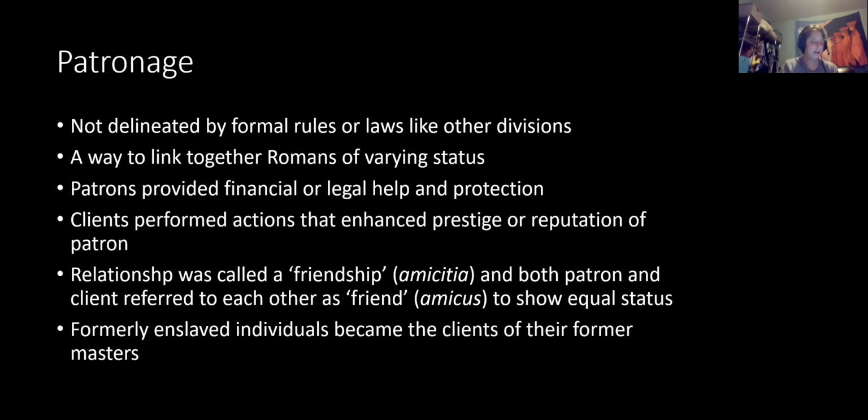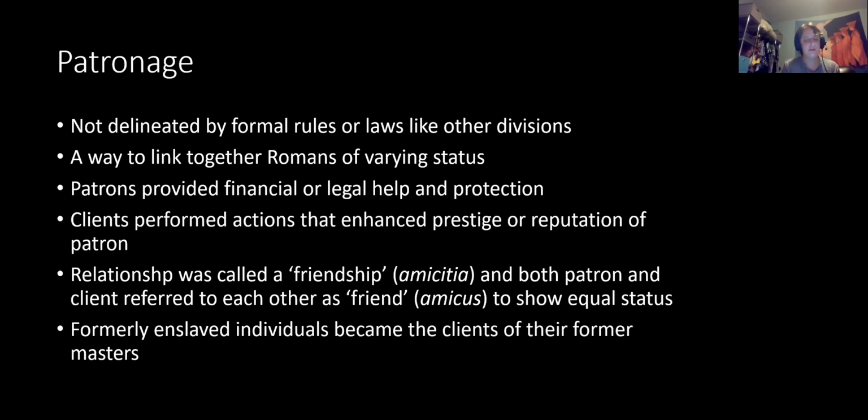There was one system in place that was intended to bridge the gap between the different classes in Rome, that is, the patron-client relationship. Patronage is not delineated by formal rules or laws like citizenship, wealth, or birth factions, but it is intricately tied to them. It was created as a way to link lower-class citizens with the upper-class citizens. Powerful men would serve as patrons to their social and economic inferiors, who were called their clients.